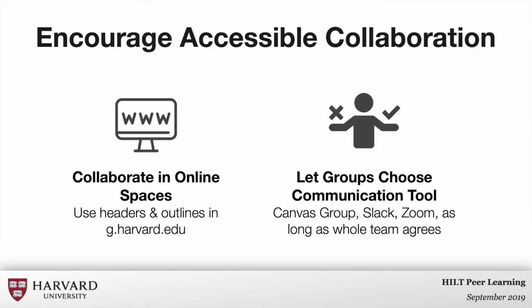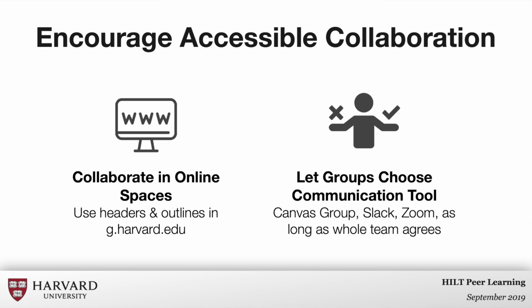So the first thing is to encourage accessible collaboration. A lot of the group project will be collaborative between the group members. The first thing I suggest is to create a space online for collaboration. So use those collaborative online spaces and then help set the norm for students. If you're using something like g.harvard, encourage students to use those headers and outlines in those planning documents and whatever they're using to collaborate.